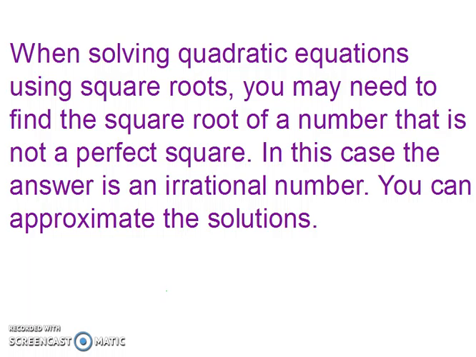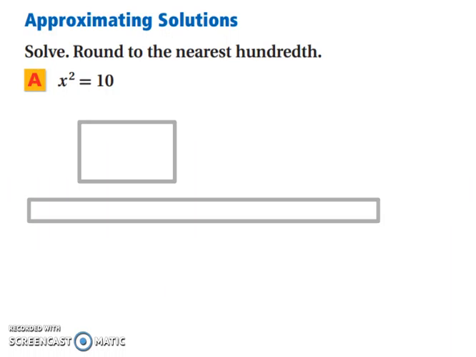When solving quadratic equations using square roots, you may need to find the square root of a number that is not a perfect square. Everything that we have done so far in this unit has been a perfect square. However, in this case, the answer is an irrational number. You can approximate the solutions. So let's practice. Solve. We're going to round to the nearest hundredth.